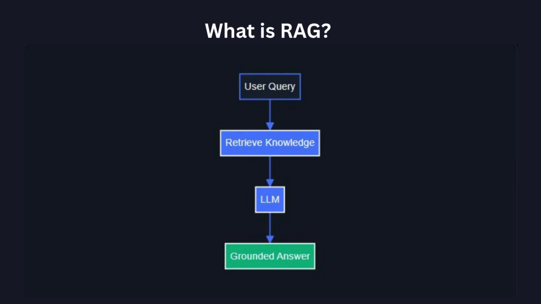RAG is a technique that connects large language models with external data sources. Instead of relying only on what the model learned during training, the system retrieves relevant information at the time of the query. This retrieved knowledge is then added to the prompt, allowing the model to generate a grounded and accurate response. This approach improves factual accuracy, reduces hallucinations, and is widely used in enterprise AI systems.